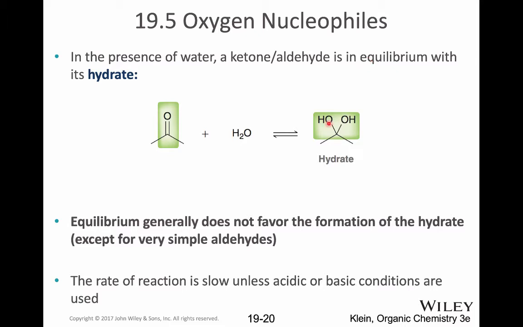you get this molecule here where the carbon of the carbonyl is no longer double bound to an oxygen. It's singly bound to two alcohols. We call this molecule a hydrate or a gem diol or geminal diol. In general, the equilibrium doesn't usually favor the formation of the hydrates, except for very simple aldehydes like formic acid. This reaction is very slow unless you catalyze the reaction under acidic or basic conditions.